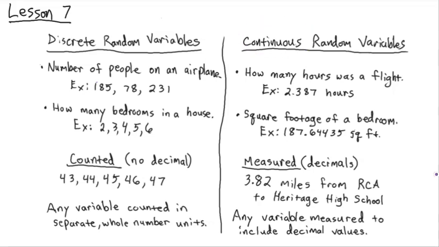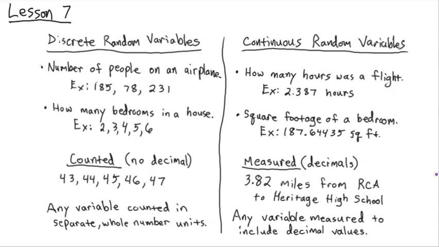So think about discrete random variables. Here are some examples. For example, the number of people on an airplane. You could have 185 people on an airplane, you could have 78, you could have 231, okay? But you know what you can't have on an airplane? You can't have 183.7 people on an airplane. That's not possible. We do not count human beings in decimals. We count them in whole numbers, okay?